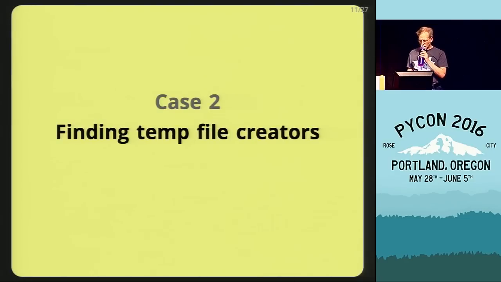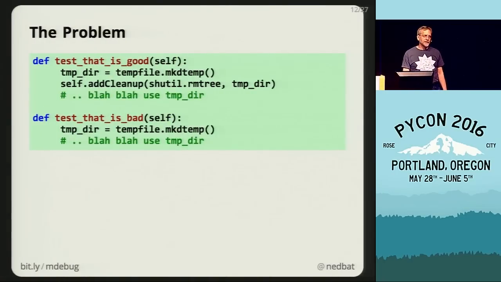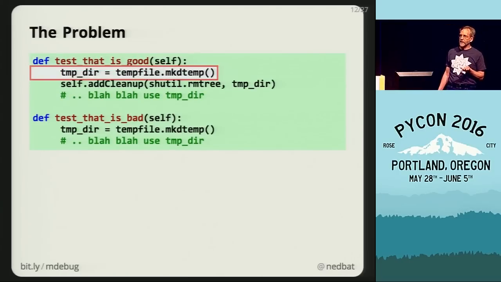Case number 2. Finding temp file creators. The problem was that we had tests that would make temp files, like this, using tempfile.mkdtemp, in this case a temp directory.